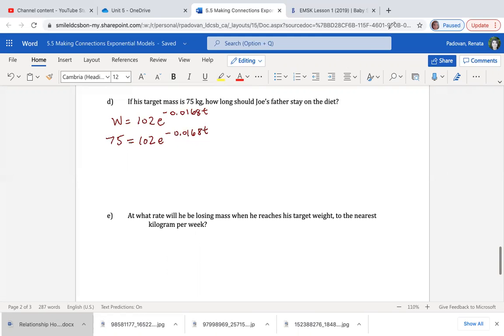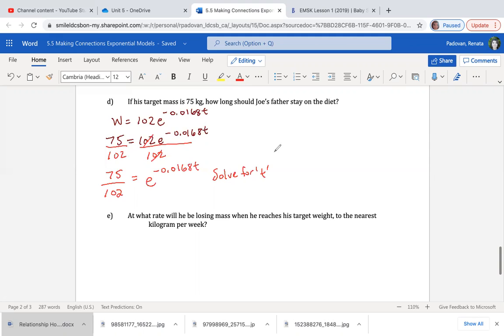So again, the first thing I can do, like I did in the previous question, is divide by 102 on both sides. So then I have 75 over 102, just to show base of E, to the -0.0168 T. And again, we already said solve for T.